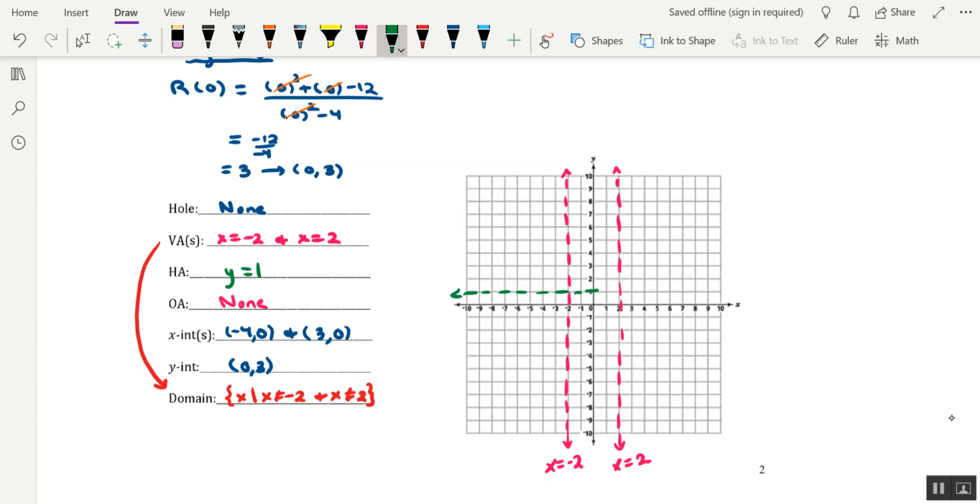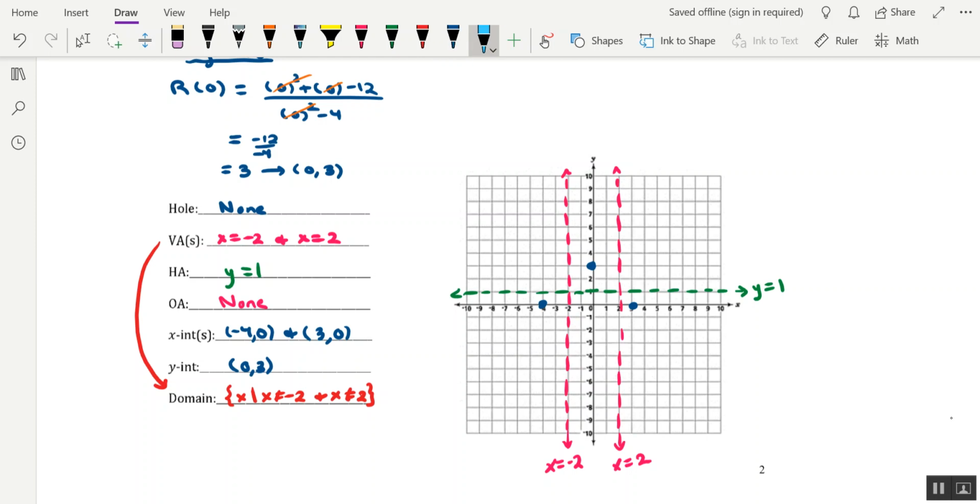So I'm going to put a horizontal dashed line going through that y-axis tick mark. And here's its equation, y equals 1. There's an x-intercept at (-4, 0), an x-intercept at (3, 0), and then a y-intercept at (0, 3). And that's about as much as we can do in terms of transferring this information into a pictorial setting.